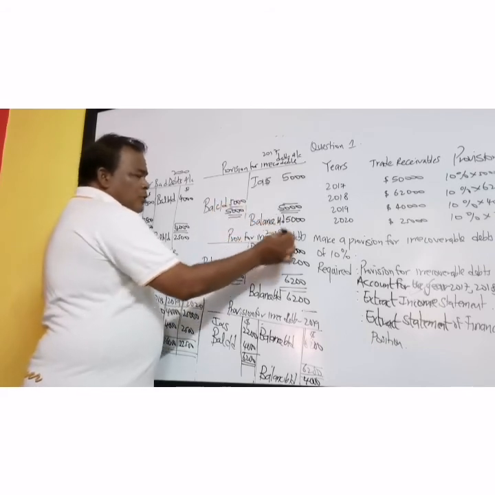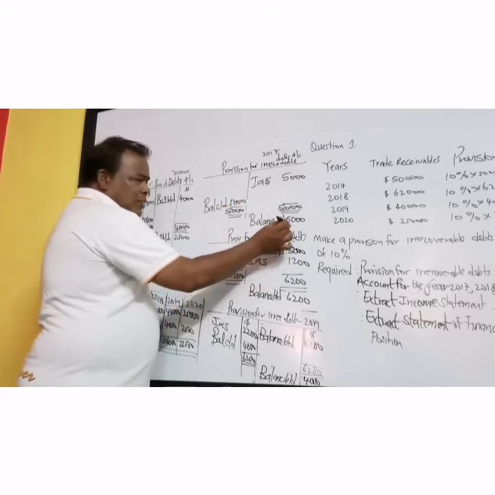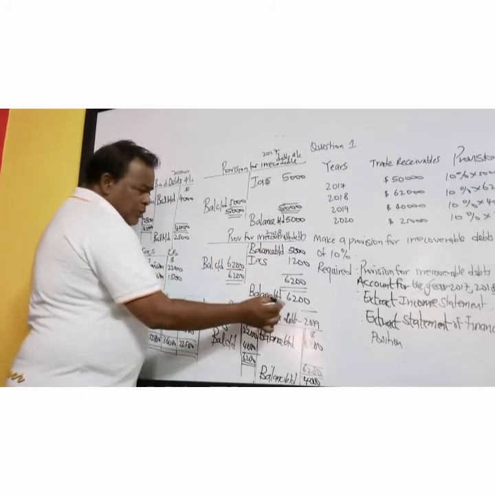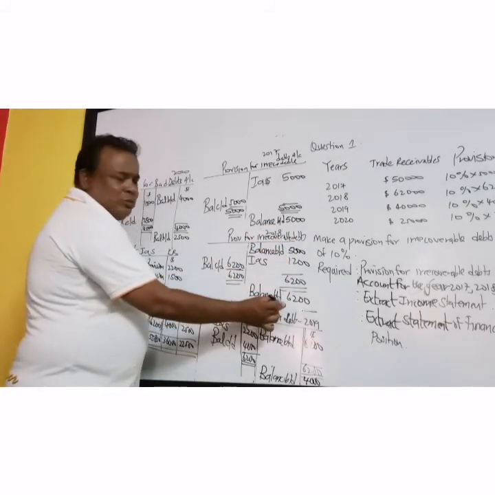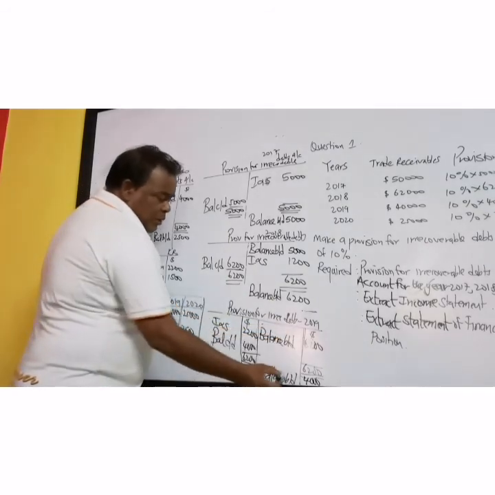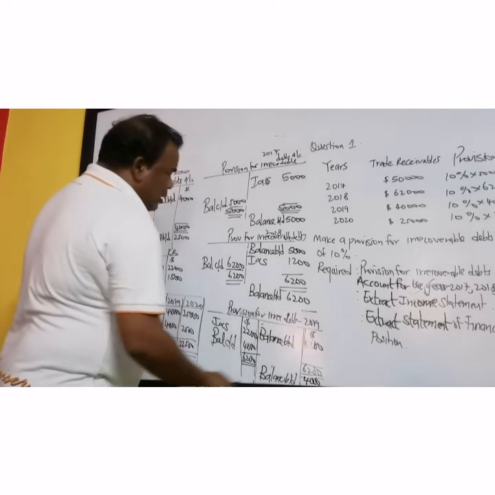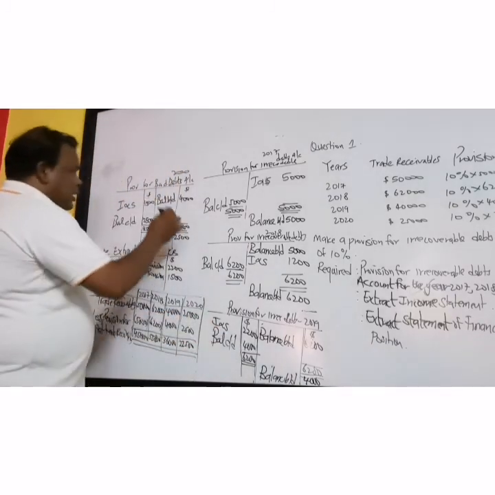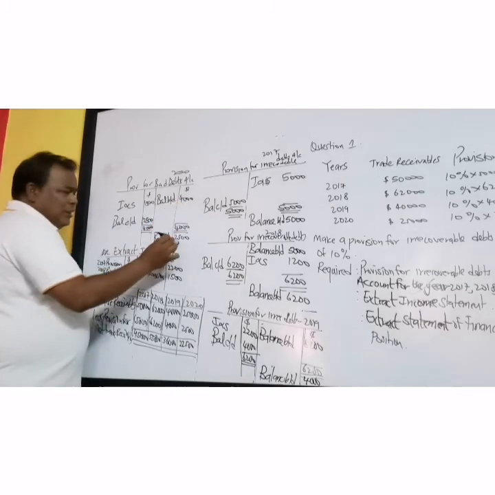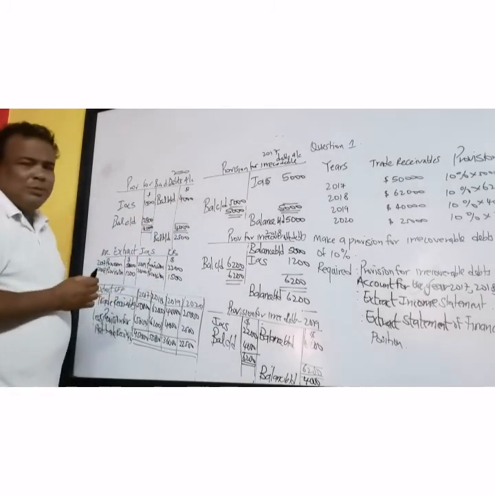And then for 2018, the closing balance for 2017 will become the opening balance. And it will go like this. The closing balance for 2018 will become opening for 2019. And then we record the balance for 2019. And the closing balance for 2019 will become the opening balance for 2020. And then we have to record the closing balance. The difference will go to the income statement.